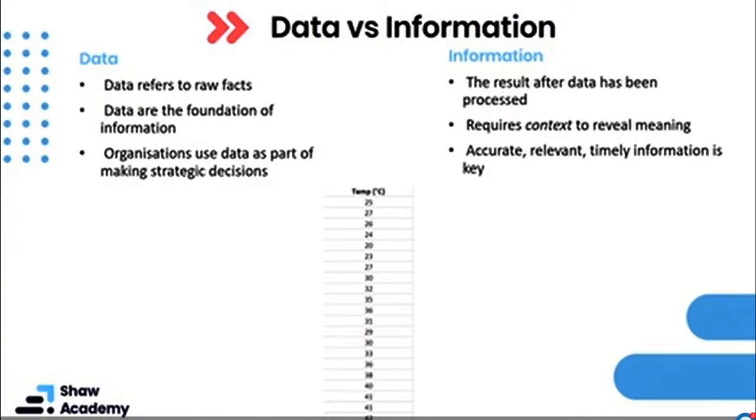And information is the result after data has been processed. After data has gone through some sort of process, we now have some sort of meaning and context that we can actually add to our data, right? And data is basically the foundation of information. Without data, there is no way that we can end up with information, because we essentially need to process data to get to information, right? And then information requires context to reveal meaning.